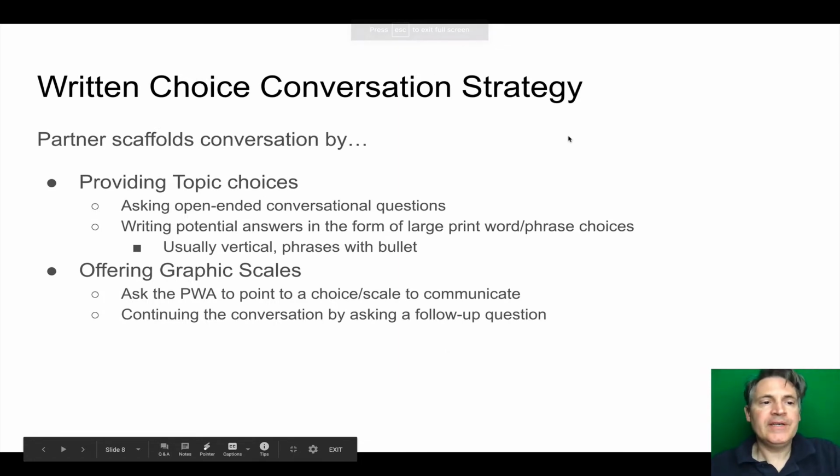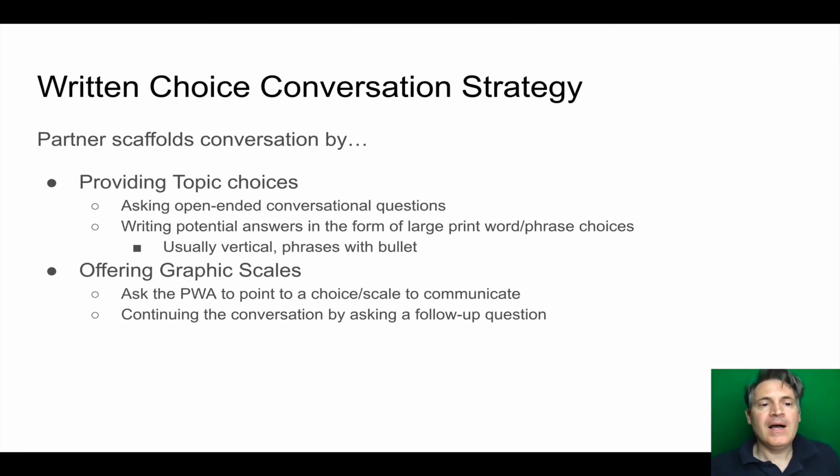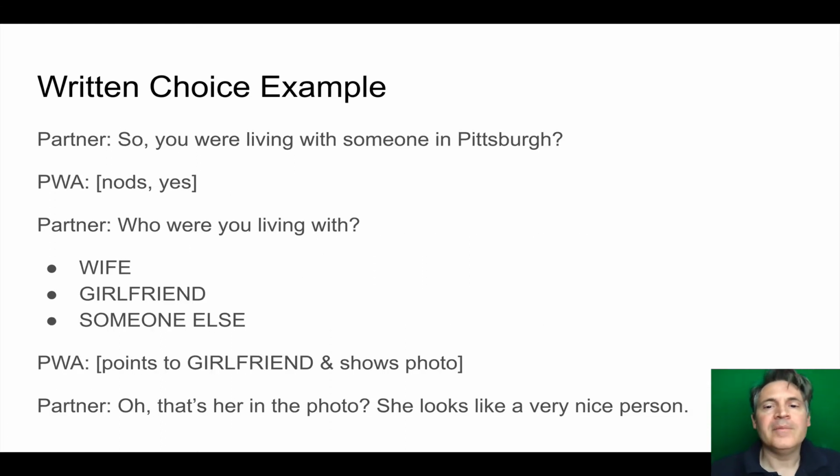So in a written choice strategy, I'm going to continue writing down things I say, and I can also draw, but this time I'm going to give a couple of choices. So they could be things we might choose to talk about. They could be a graphic scale to try to get some impressions about what does somebody think about this. Let me give you an example.